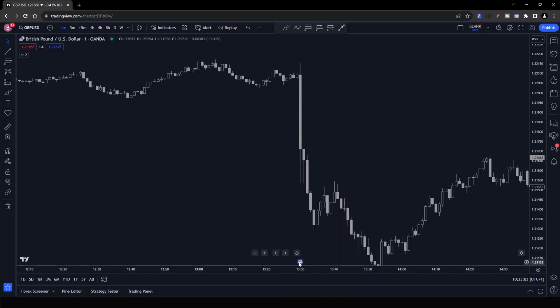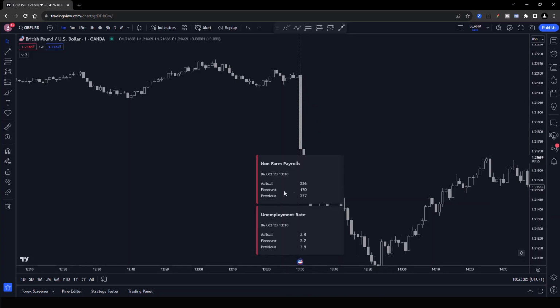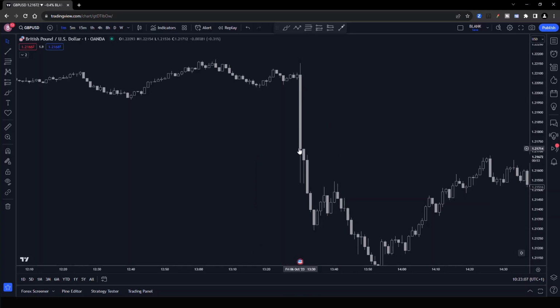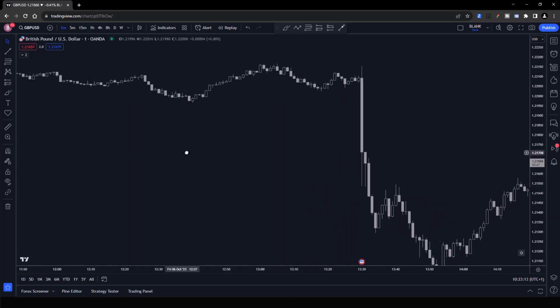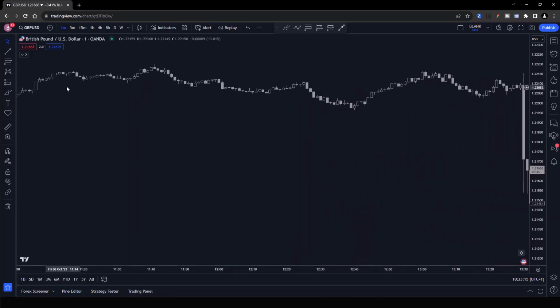Now this is the actual moment that NFP is released. So this is the 1 minute candle when the news actually broke. And there's a couple of things I want to point out. The first thing I want to point out, if we look to the left, is look how flat the market was prior to this news event.